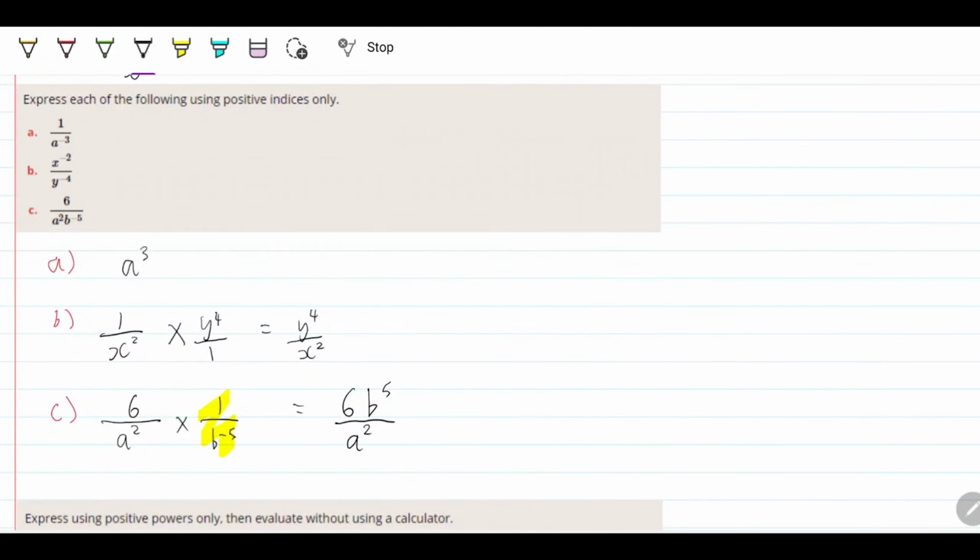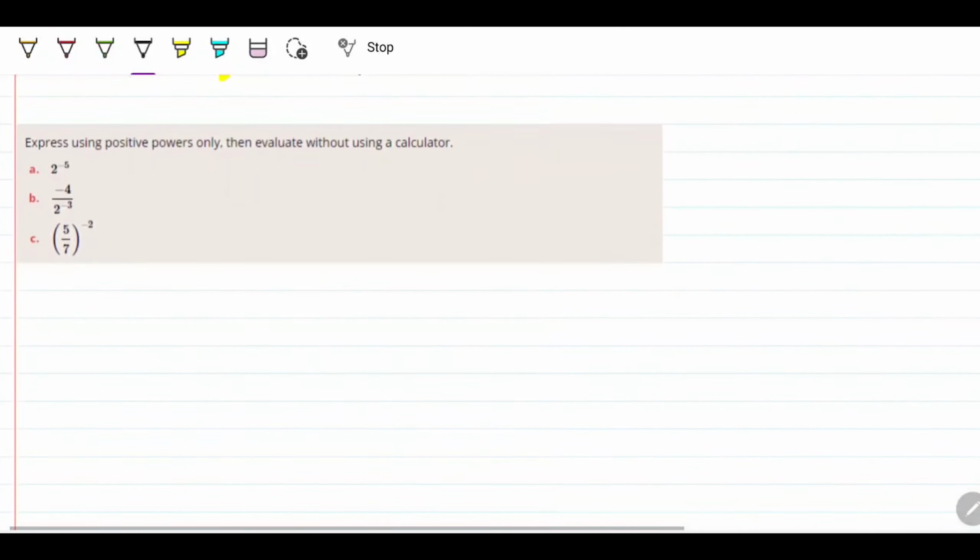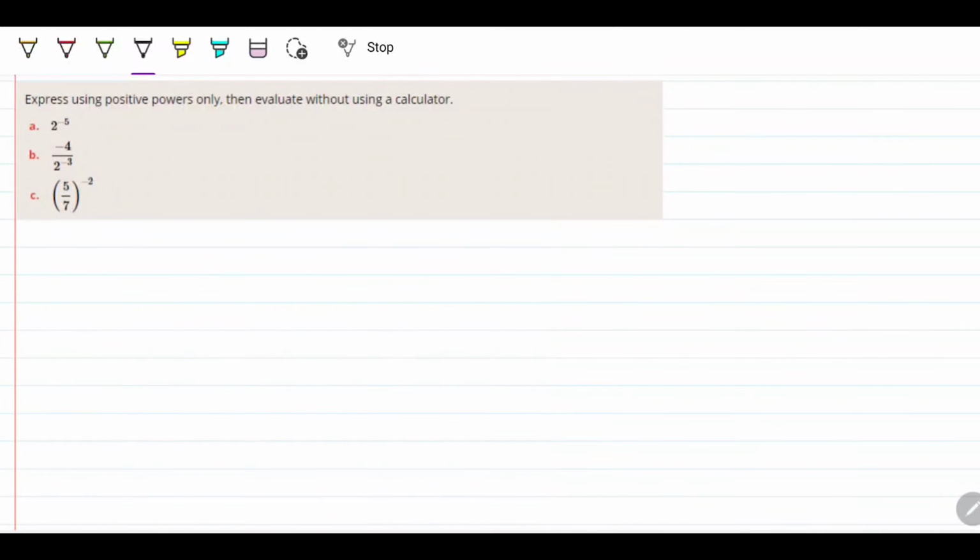So let's look at our last couple of examples. Express using positive powers only, then evaluate without using a calculator. For example A, we have 2 to the power of negative 5. This will be the same as saying 1 divided by 2 to the 5, which is the same as saying 1 over 2 times 2 times 2 times 2 times 2. So we get 1 over 32.